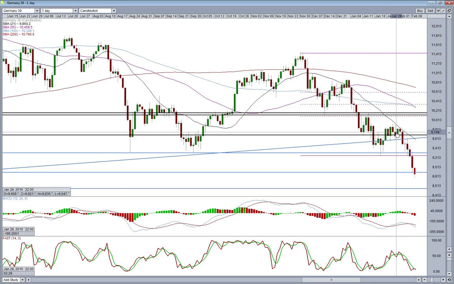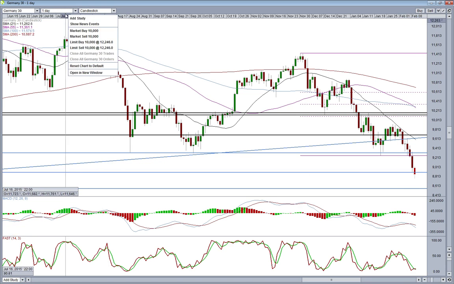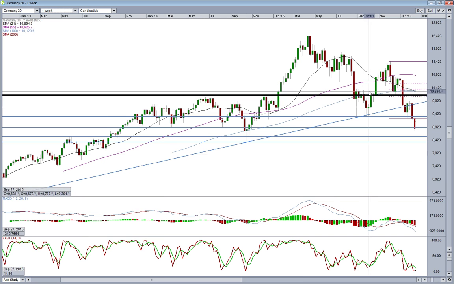What came of this was another test of the 9250s to 9300s. On this occasion, it didn't fare quite as well. We saw an aggressive move lower, back below 9,000. We've traded as low as 8750. What's interesting here is we're now just below 30% off these highs from less than a year ago. That's a significant move to the downside.